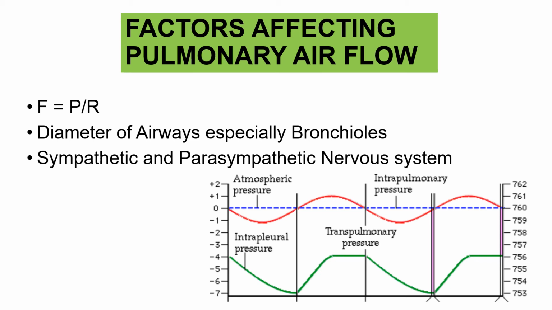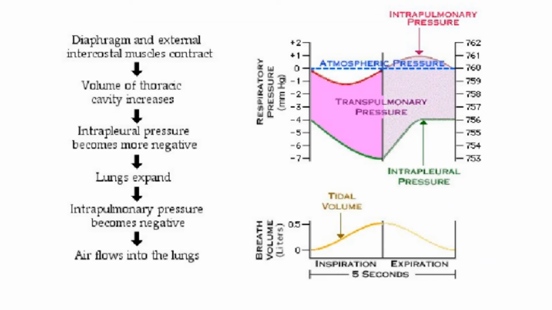Now, what are the factors that affect pulmonary airflow? First is pressure divided by resistance. Flow is dependent upon the pressure and the resistance. Then the diameter of airways, especially bronchioles, and the sympathetic and parasympathetic nervous system.